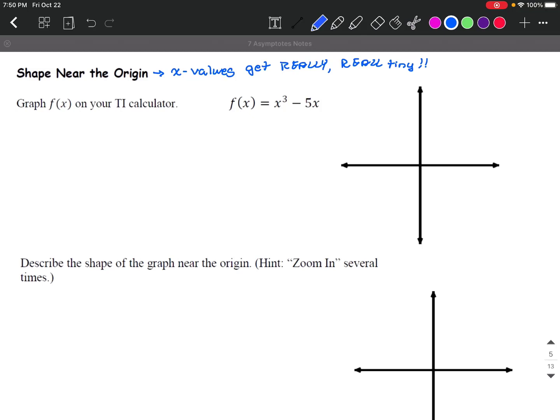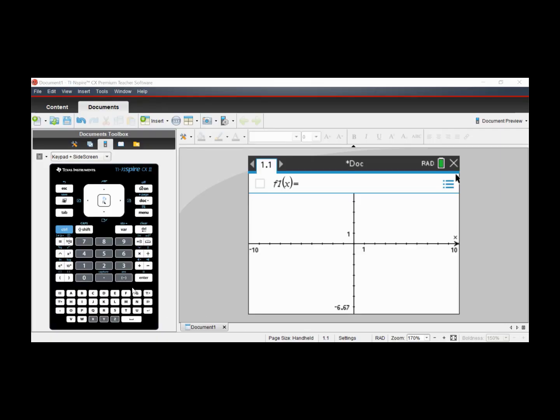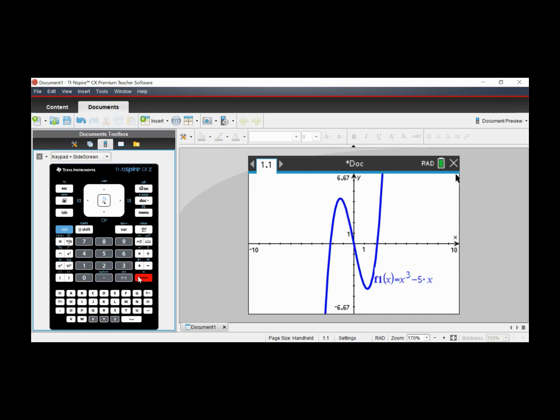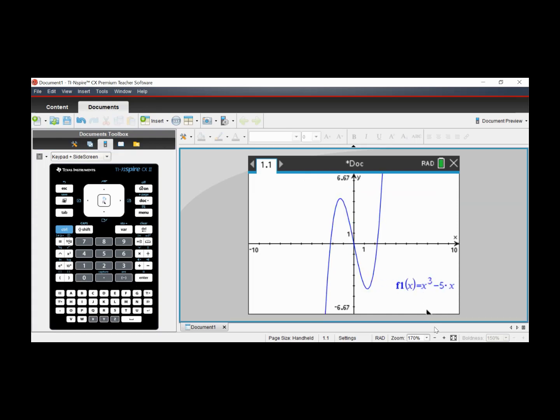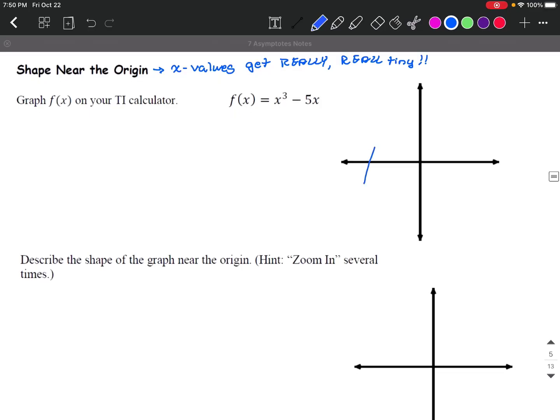So now what I want you to do is on your calculator, graph f of x equals x cubed minus 5x. Okay, so here we are. We're going to graph x raised to the third minus 5x, and we hit enter. Here's our graph. Okay, we're back. So our graph looked something like this, right? And we have no numbers on our graph. We just need the shape.